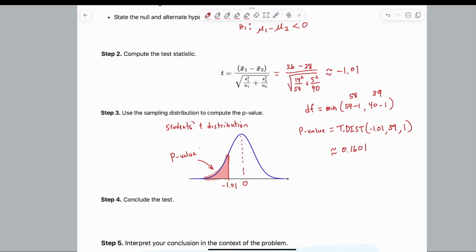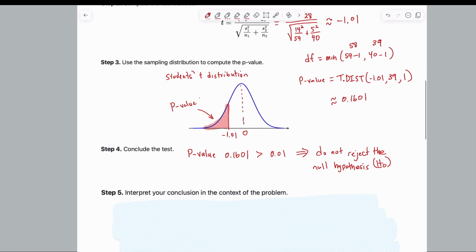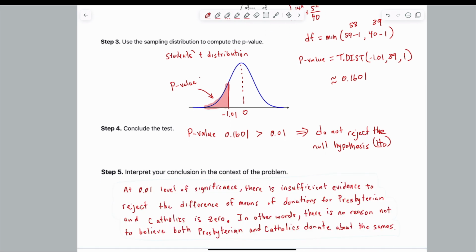Now, based on that value, we conclude the test. So the p-value of 0.1601 is greater than our alpha of 0.01, which implies we do not reject the null hypothesis, which is denoted as H sub 0. We do not reject it. Okay, so now we interpret our conclusion in the context of the problem. So you might say something like the following. At the 0.01 level of significance, there is insufficient evidence to reject that the difference of means of donations for Presbyterians and Catholics is 0. In other words, there is no reason not to believe both Presbyterians and Catholics donate about the same.